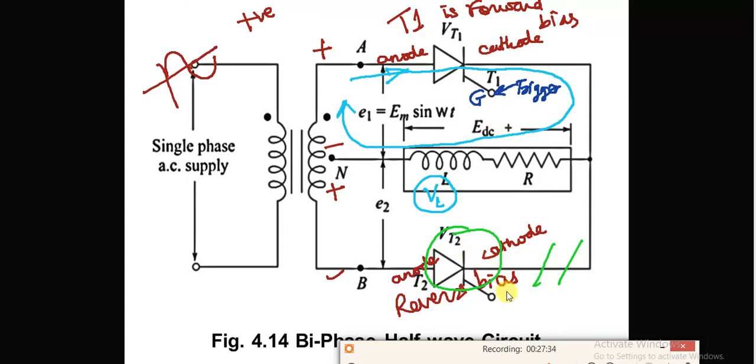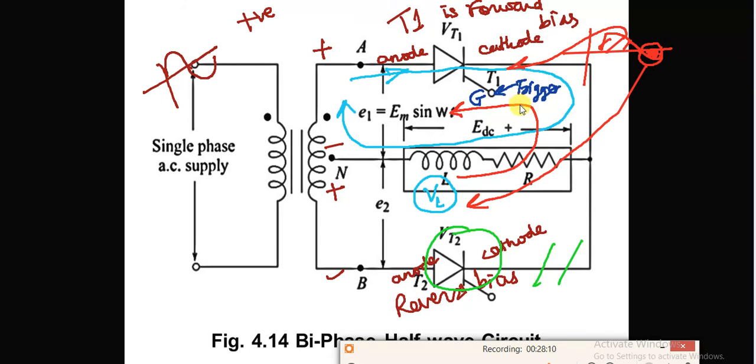I will tell you what happens when the next negative half cycle comes: the back EMF, this VL, will provide a current through this SCR. Hence we will get the voltage like this. After firing angle alpha, it will have positive voltage and then negative voltage. This negative voltage is because of this inductor, and this positive voltage is because this SCR is forward biased.